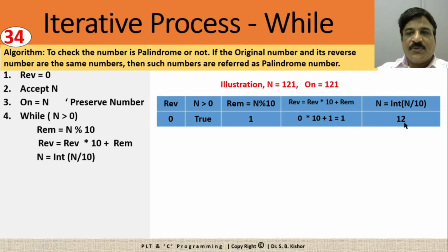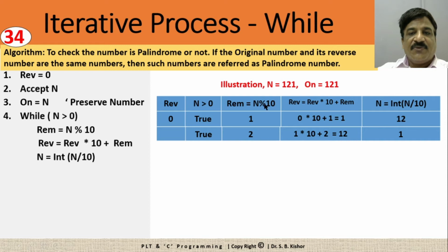Okay. So 12 is greater than 0. Yes, condition is again true. So 12 mod 10, remainder is what? 2. So previous reverse is what? 1. 1 multiplied by 10 is 10, plus 2, it's 12. Now 12 divided by 10, it's 1.2. So integer of that is 1.